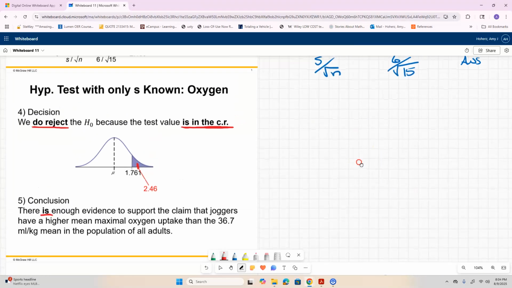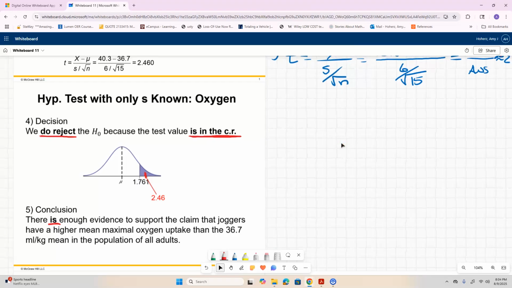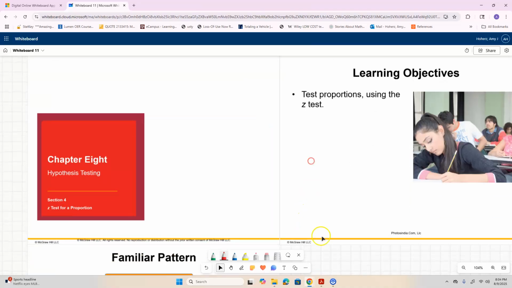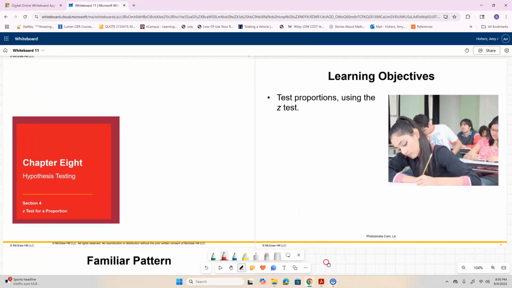And that's it for section 8.3, because this is so similar to what we did in 8.2. The only difference is recognizing that you only have the S, so you have to do a t-test and use that degrees of freedom. And the last thing we're going to do in chapter 8 is look at hypothesis testing on a proportion.